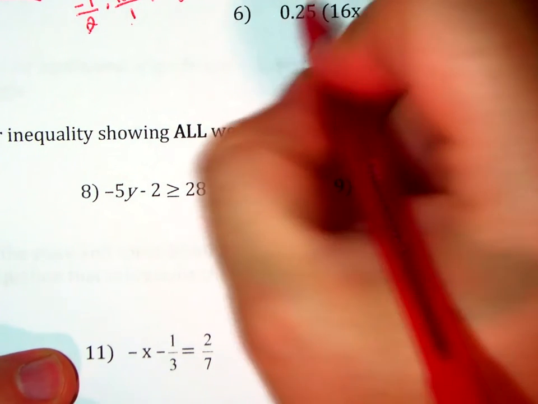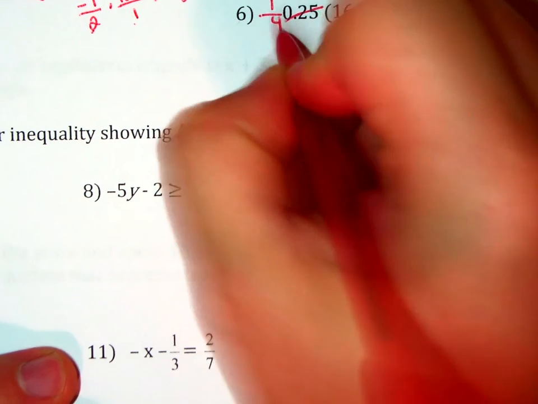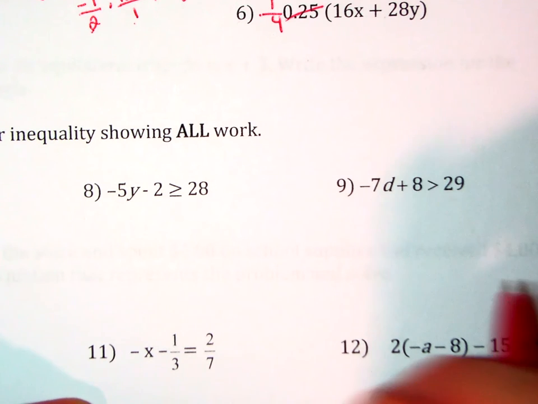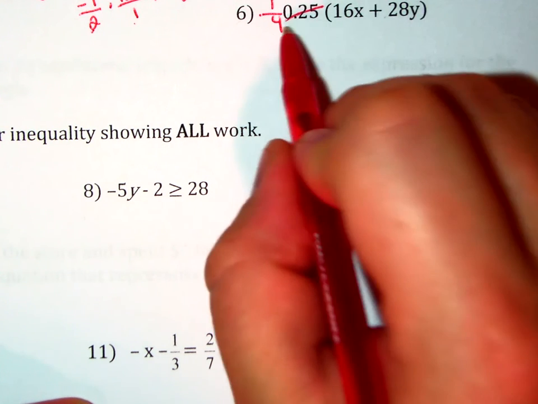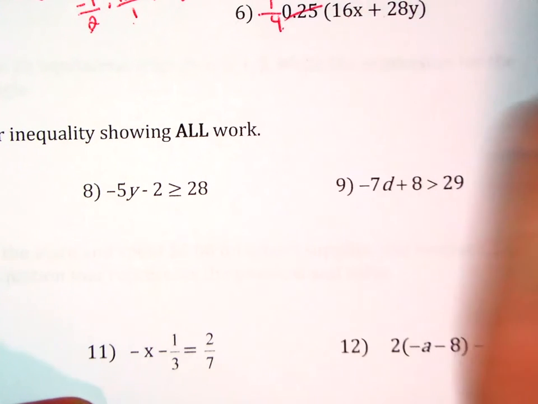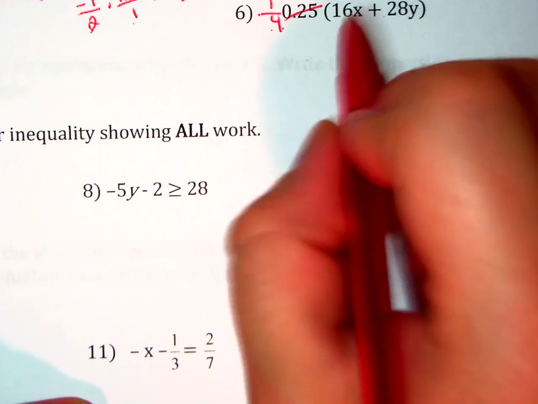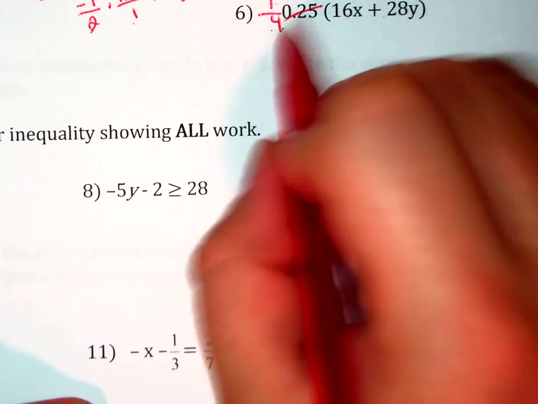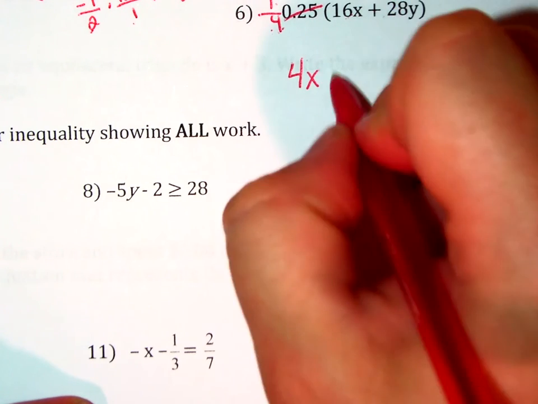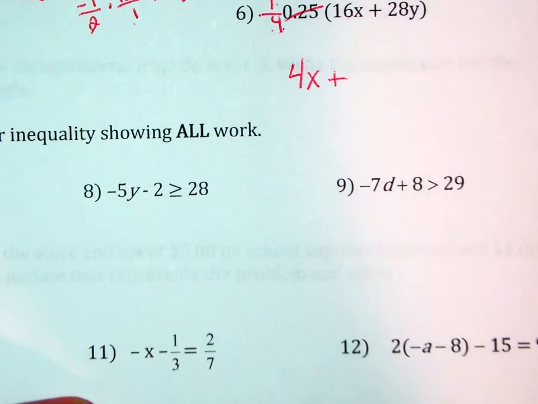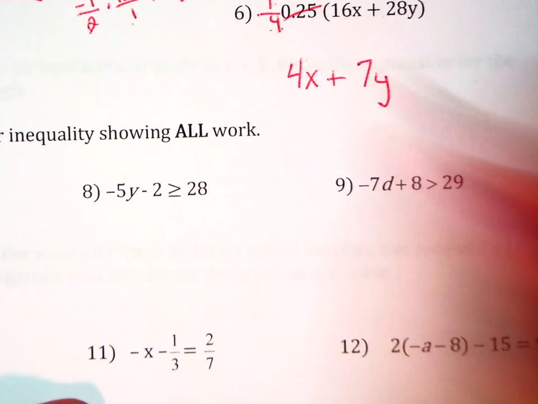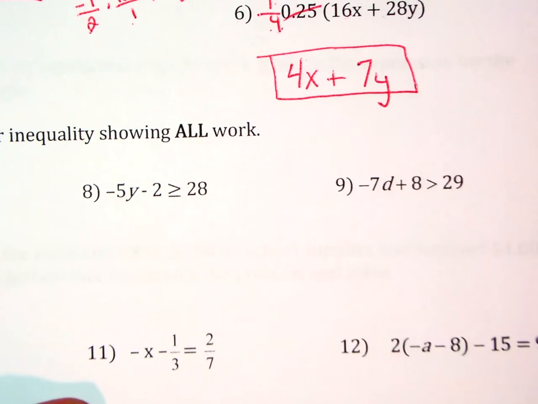But since I already know that 0.25 is the same as 1/4, and that's going to make some of my arithmetic simpler because I know 4 will go into 16 evenly, I'm just going to go ahead and use the fraction instead of the decimal. So 1/4 times 16x would give me 16 times 1 divided by 4, which is 4x, plus 28 now divided by 4 would be 7y. And so that would be my simplified answer, 4x plus 7y.